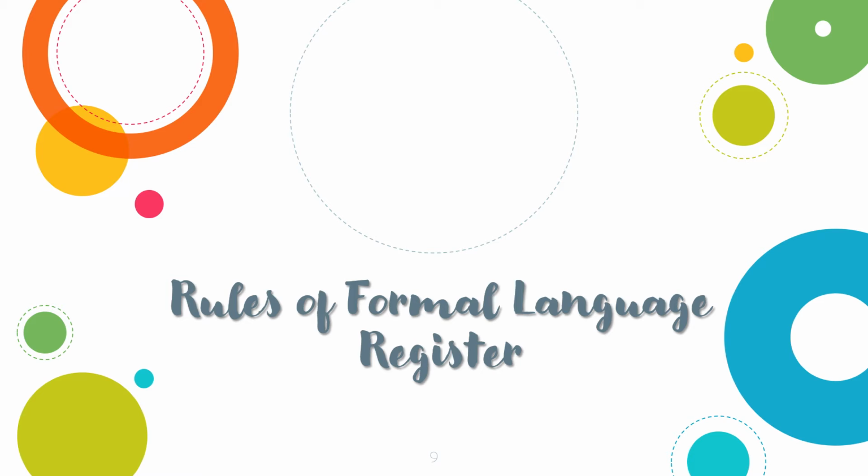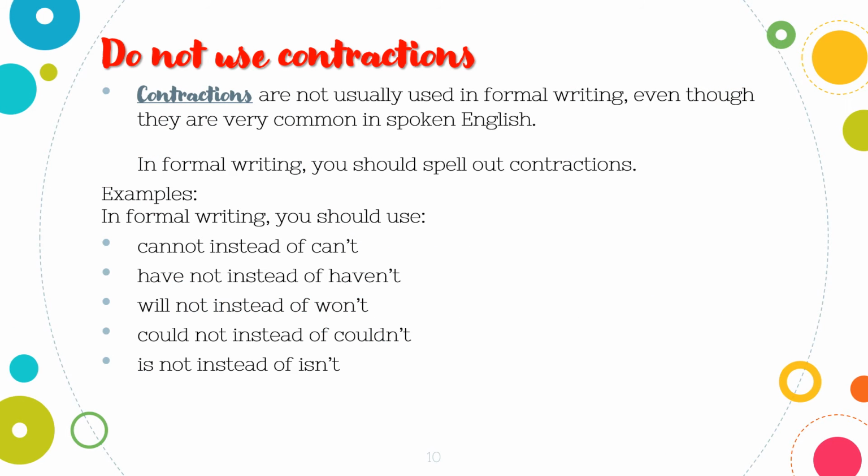So, to know about the rules of formal language register, we are not allowed to use contractions. So, contractions are not usually used in formal writing, even though they are very common in spoken English. Examples for this is you should use cannot instead of can't, have not instead of haven't, will not instead of won't, could not instead of couldn't, is not instead of isn't.